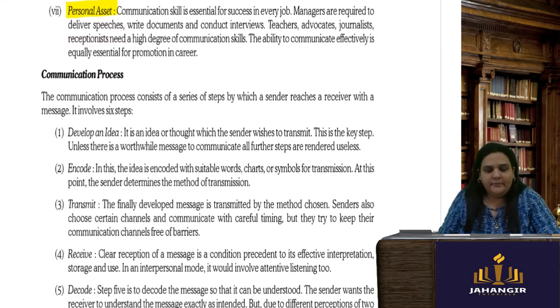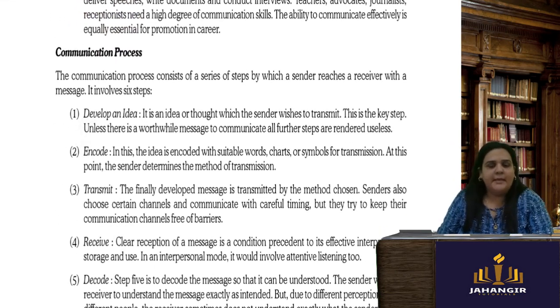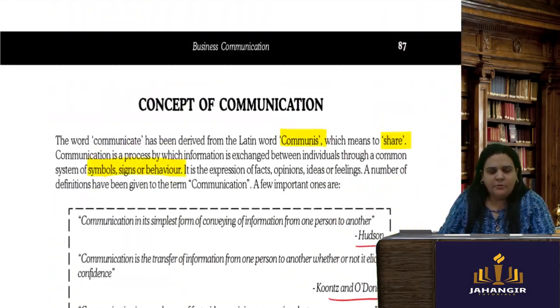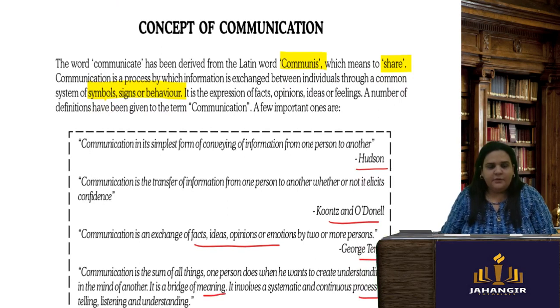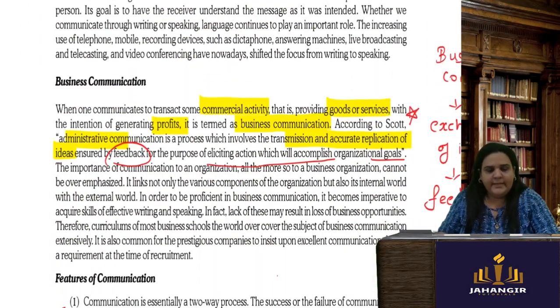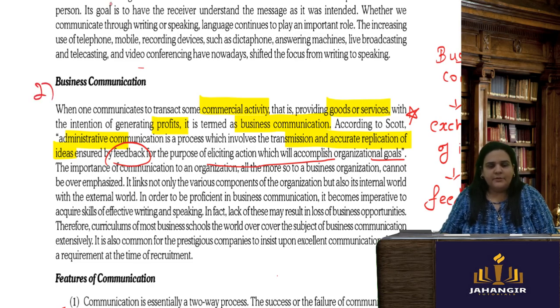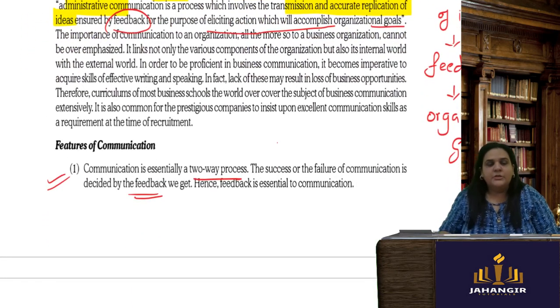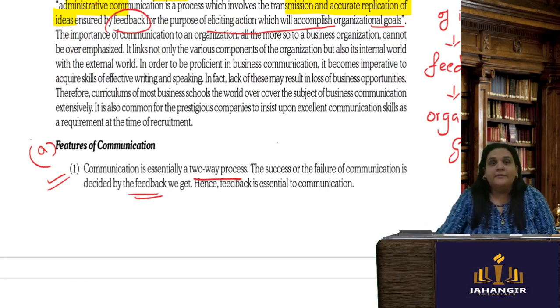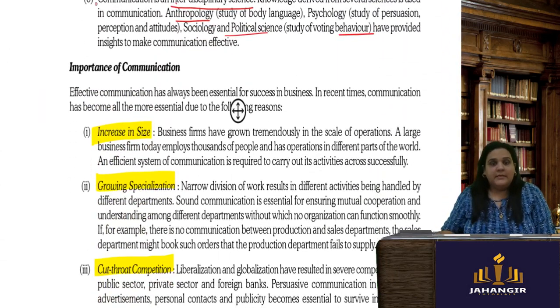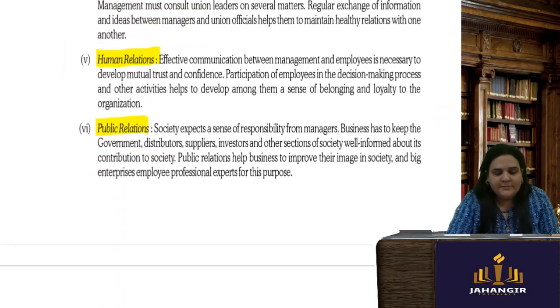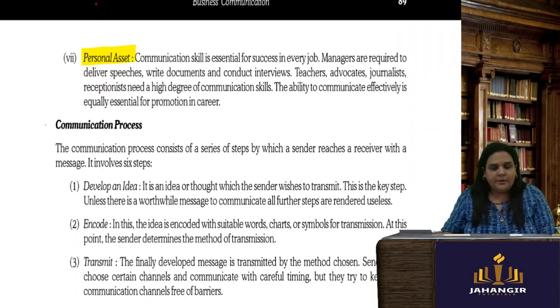Okay, then coming to the third thing, I will break this up for you all. What did we do? We first started with the concept of communication, what is communication, number one. Then number two, business communication. In business communication, we did the features of business communication, so you can say this is A. We did the features, then we did the importance of business communication, and now we are doing the communication process.